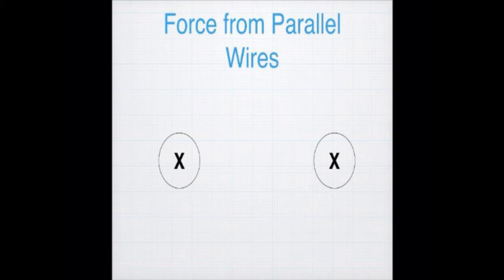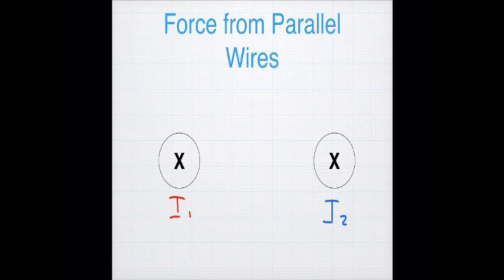Wires create a magnetic field. Current carrying wires create a magnetic field. Wires are influenced by the force delivered by that magnetic field. Now, if I call this wire here to the left current 1, and this one current 2, wire 1 is going to create a magnetic field that is flowing clockwise.